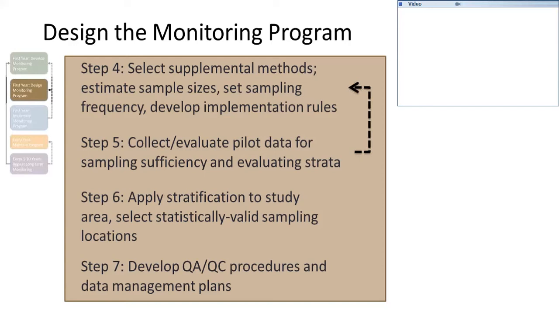And then the next step, step 5, is to look at collecting or evaluating some pilot data to evaluate the strata that we have and to look at sampling sufficiency. Now, some projects have a greater requirement for step 5 than others. A lot of the projects in the lower 48 are working in systems that are fairly well understood, and hopefully have been well described in a good ecological site description. And we may have some existing data already that we can pull from, and so step 5 runs through pretty quick, okay?